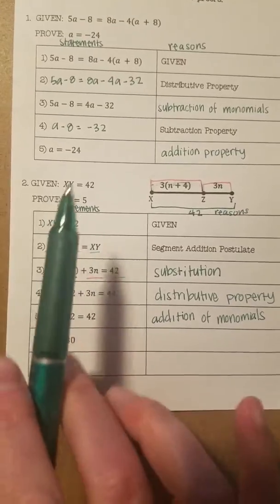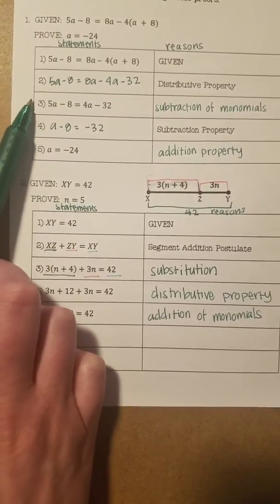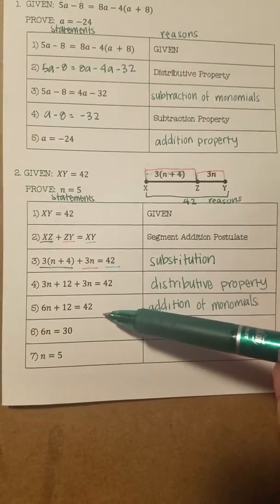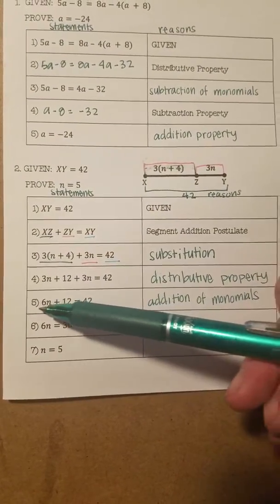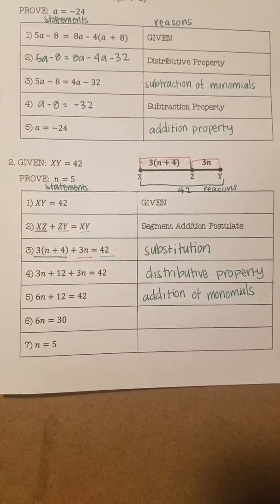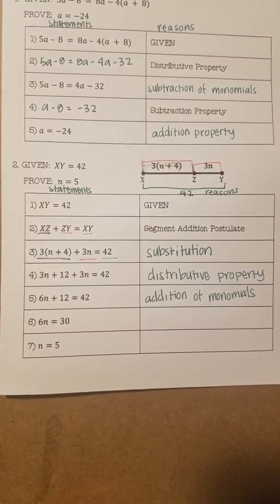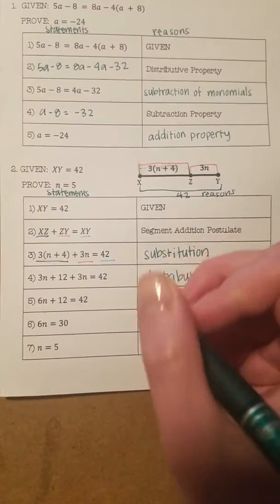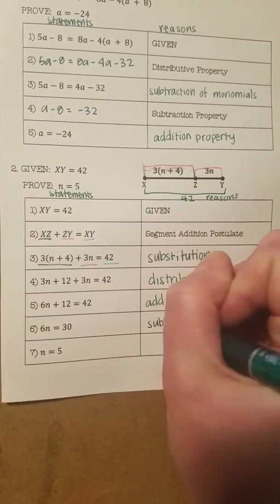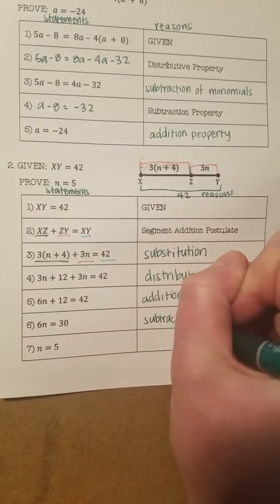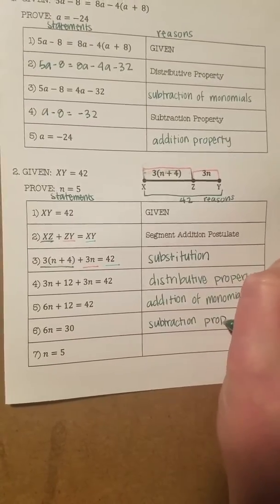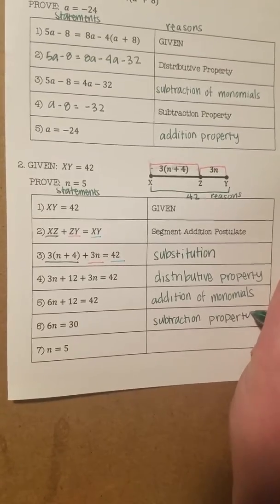Next, let's look back up at this example. We combined like terms up here, and then our next logical step. What's the next step in solving for n? We need to subtract 12 from both sides. In order to do that, we use the subtraction property of equality, which we talked about in the last slide.